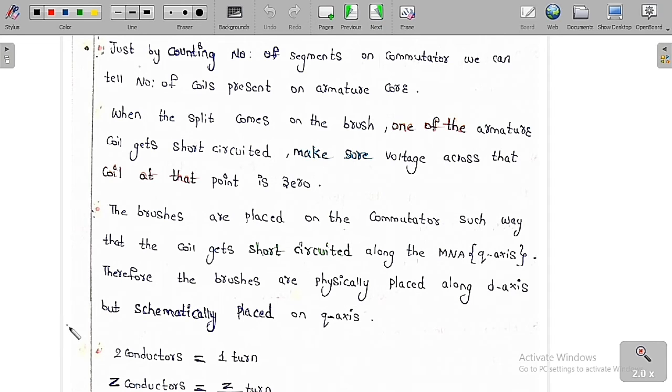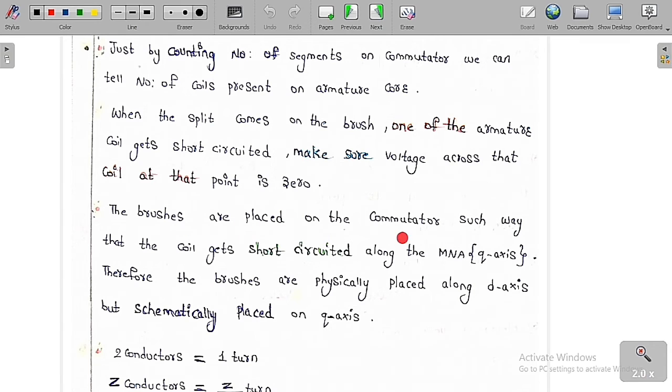I have already told you the coil which is going under commutation should have 0 induced voltage. It is possible only when the coil is along the MNA axis, or you can say the Q axis. At that point the flux linkage is maximum, but the rate of change of flux linkage is minimum, so the EMF induced is 0. Then only can we say that the coil going under commutation will have 0 induced EMF. So practically the brushes are placed along the D axis, while schematically they are placed along the Q axis.